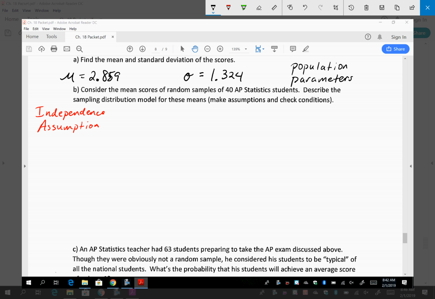What can I do to make me feel a little bit better? Check some conditions. What condition am I going to check first? The randomization condition. I think I heard somebody say the other one. What's the other one I'm going to check? 10% condition.